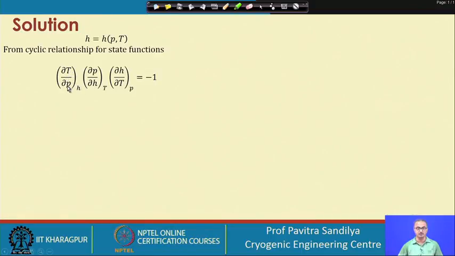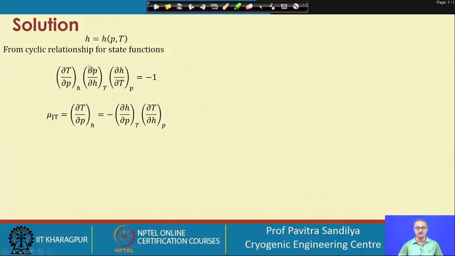It is very easy to remember: you start with one pair, keeping the other one constant. So we take (∂T/∂P) at constant H, and then you take this P in the numerator and this H in the denominator and keep the other one constant, and then you take this in the numerator and this in the denominator. This is how we can remember the cyclic relationship, and it is applicable only for state functions, not path functions. Now we know that mu JT is equal to (∂T/∂P) at constant H.